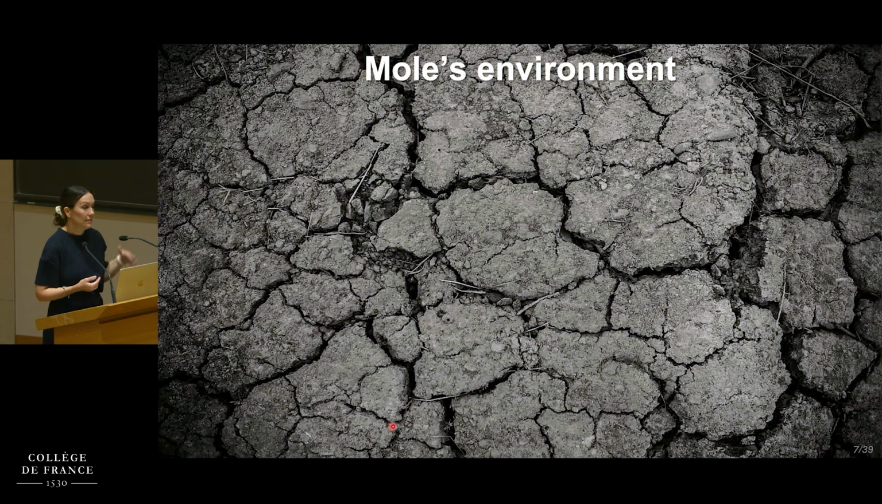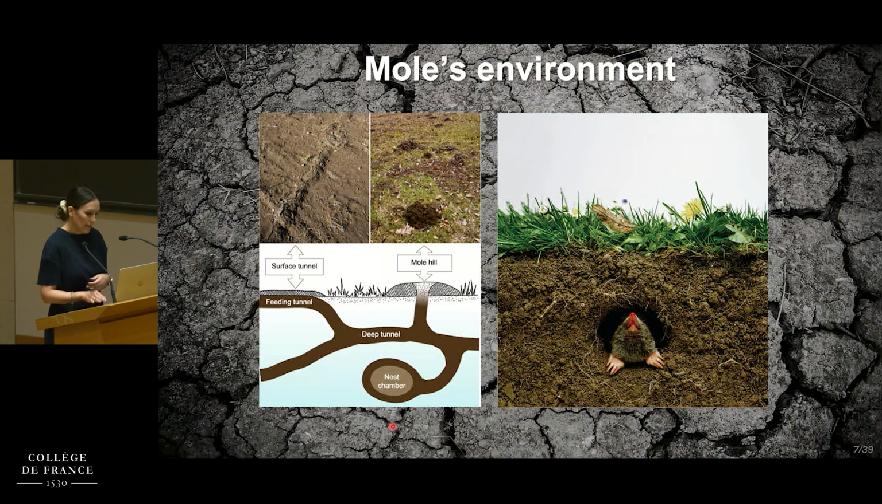In order to make this surface-to-underground transition, moles need to acquire a lot of unique adaptations. And this environment, even once they are there, is also very challenging and demanding. Moles spend their whole life digging very deep tunnels, so they need to be strong, among other features. If we look underground, we see that they have a very complex system of tunnels. They have feeding tunnels, deeper tunnels, nest chambers, and also some surface hills where they expel the dirt.